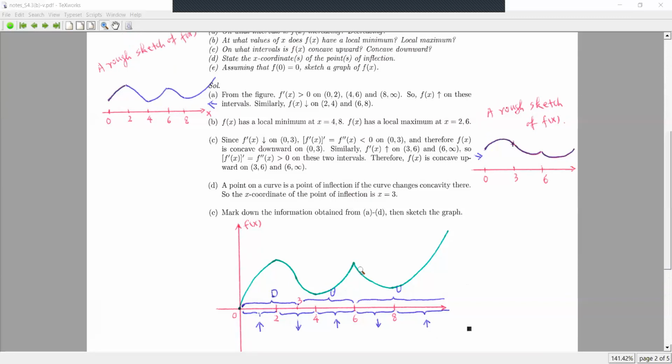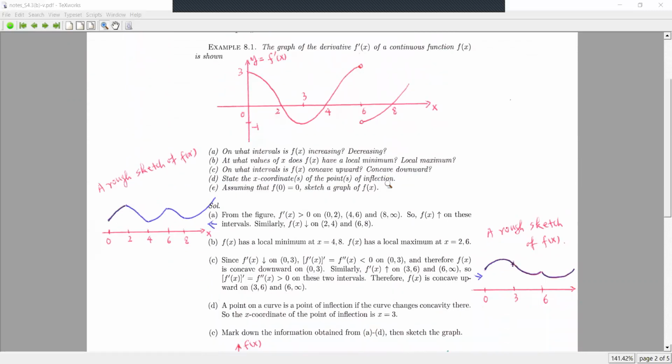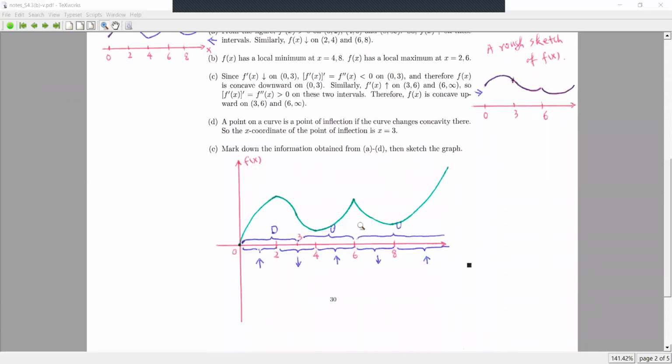This is reflected by the graph of f prime of x. At 6, there are 2 open dots. You cannot find a solid dot at 6. That means that this guy has no value at 6. The derivative doesn't exist. So the graph of f has a corner at 6.